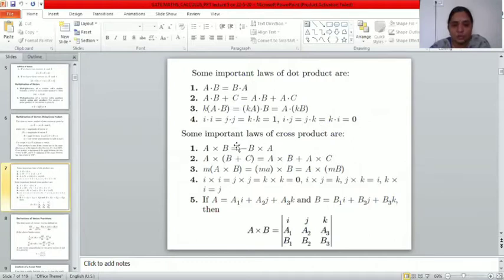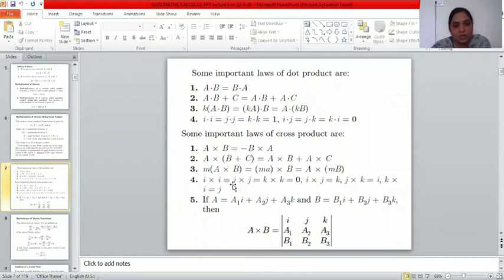Okay, now the cross product rules. A bar cross B bar is the same as minus of B bar cross A bar. A bar cross (B bar plus C bar) is A bar cross B bar plus A bar cross C bar. Next, M into (A bar cross B bar) is MA bar cross B bar, or it can also be written as A bar cross MB bar.